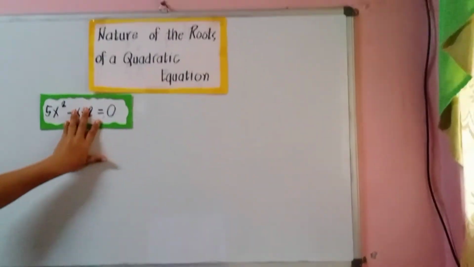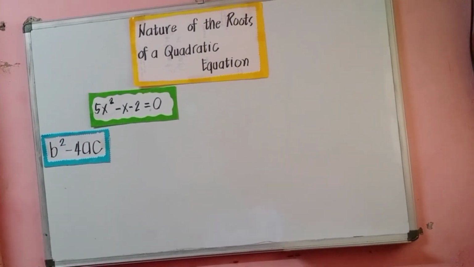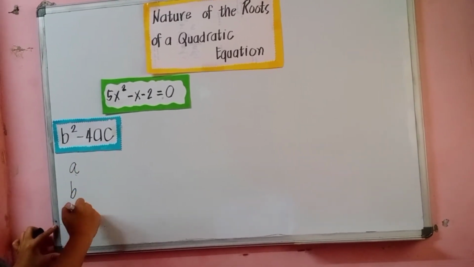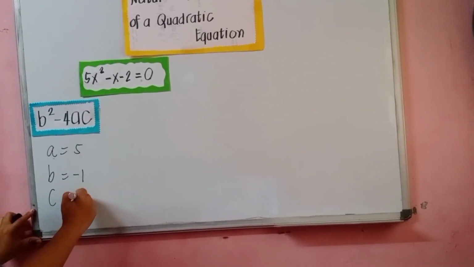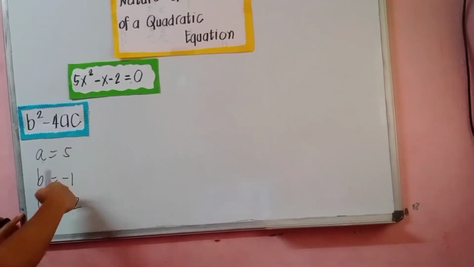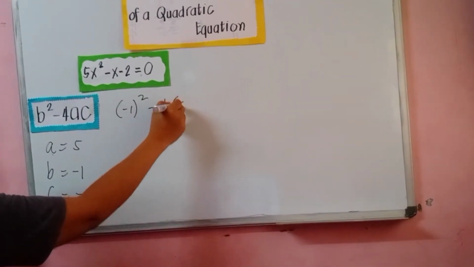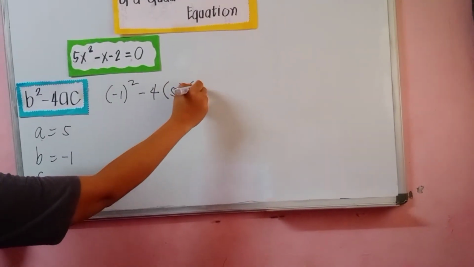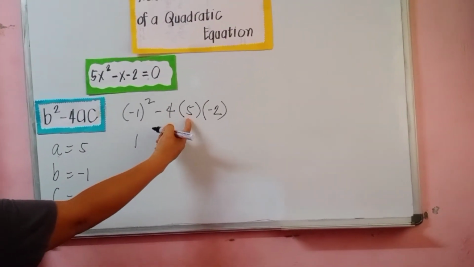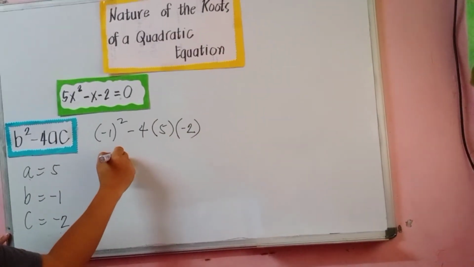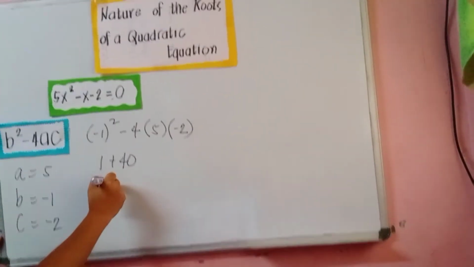Next example, 5x squared minus x minus 2 equals 0. The discriminant formula is b squared minus 4ac. Identify values of a, b, and c. With this, we have a is 5, b is negative 1, c is negative 2. Substituting these values to the formula, we have negative 1 squared minus 4 times 5 for a, and then times negative 2 for c. Negative 1 squared is 1. Negative 4 times 5 is negative 20 times negative 2, that's positive 40. 1 plus 40 is 41.